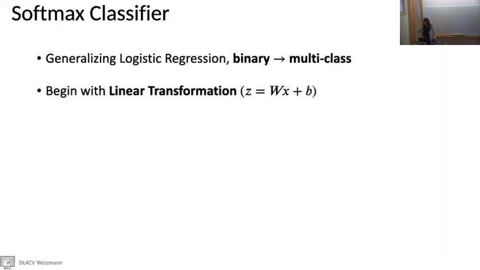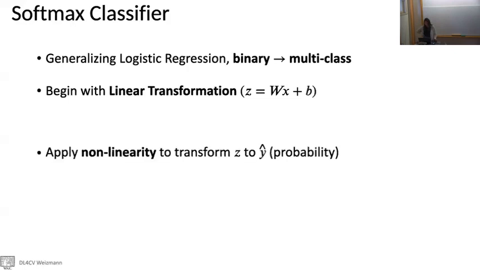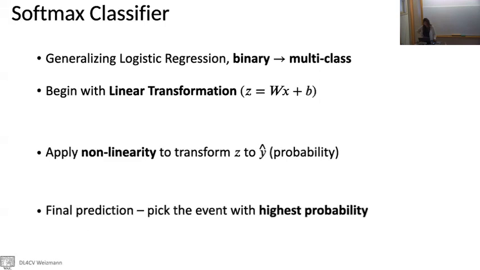So as before, we begin with some linear transformation, where again, W and B are going to be our learnable parameters, and we apply some nonlinearity to this linear transformation in order to transform Z to the prediction. And yes, again, we're going to think of it as probability. For the final decision, we want to pick the event that has the highest probability to occur. Like, given some new data, what is the highest probability that this data point is a dog?